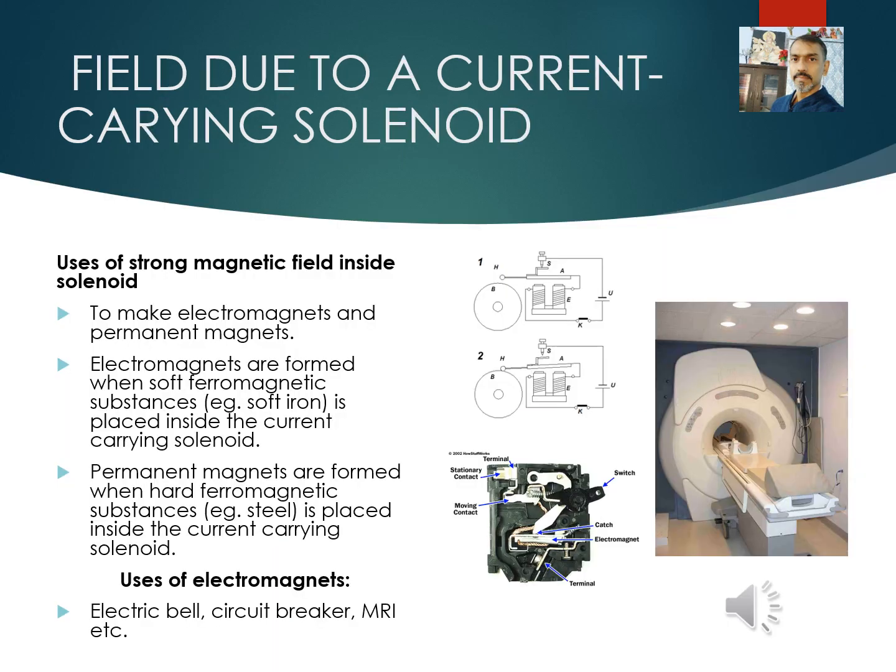A strong magnetic field produced inside a solenoid can be used to magnetize a piece of magnetic material, like soft iron, when placed inside the coil, to make electromagnets and permanent magnets. Electromagnets are formed when soft ferromagnetic substances, for example soft iron, are placed inside the current-carrying solenoid. Permanent magnets are formed when hard ferromagnetic substances, for example steel, are placed inside the current-carrying solenoid. Electromagnets are used in electric bell, circuit breaker, MRI, etc.